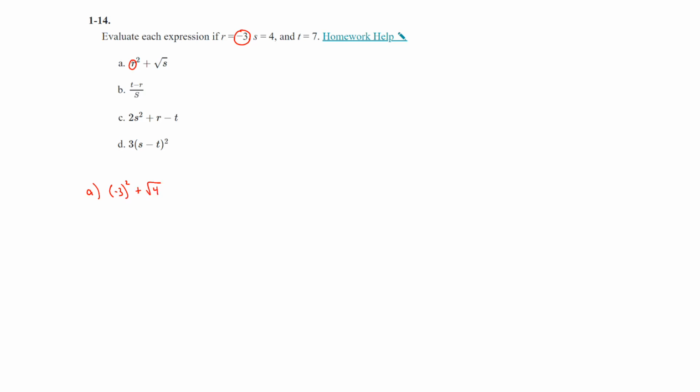Now we evaluate it. -3 times -3 is 9. The square root of 4 is 2. So this is equal to 11.